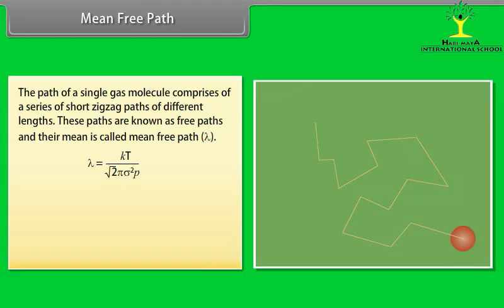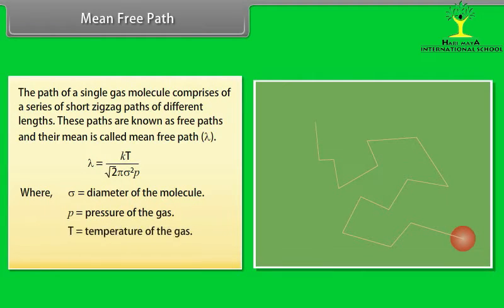Lambda is equal to kT upon root 2 pi sigma square p, where sigma is equal to the diameter of the molecule, p is equal to the pressure of the gas, T is equal to the temperature of the gas, k is equal to Boltzmann's constant.